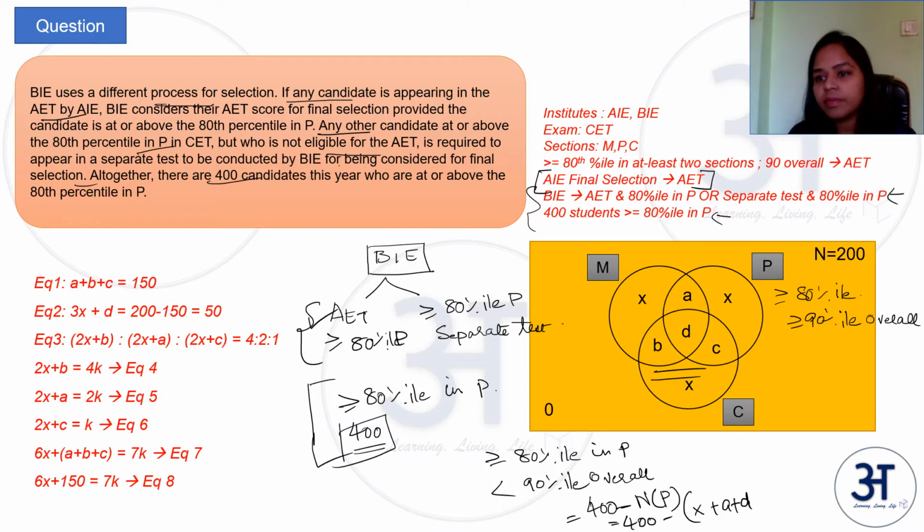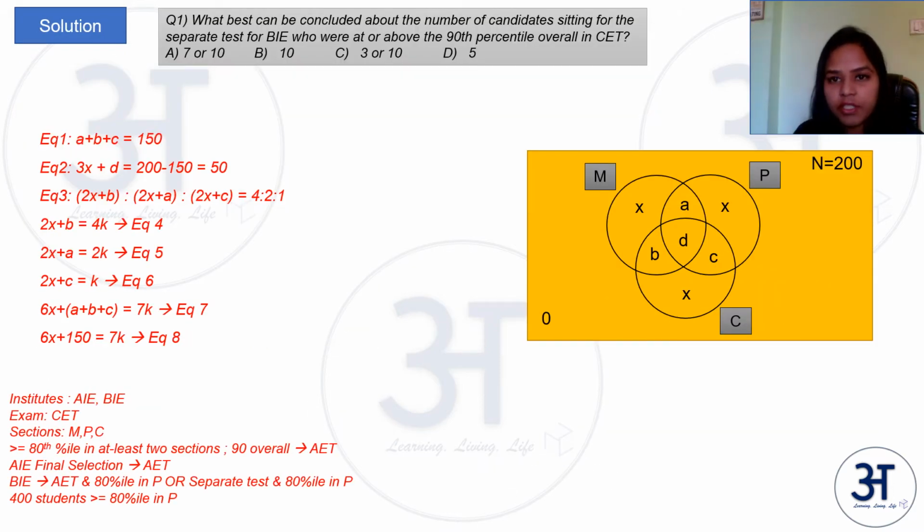So let's move ahead. Now let us first look at question 1. What best can be concluded about the number of candidates sitting for the separate test for BIE who were at or above 90th percentile overall in CET? Those candidates who are at or above 90th percentile in CET is this set. So among these, who will be sitting for a separate test in BIE? Those candidates who are not writing AET.